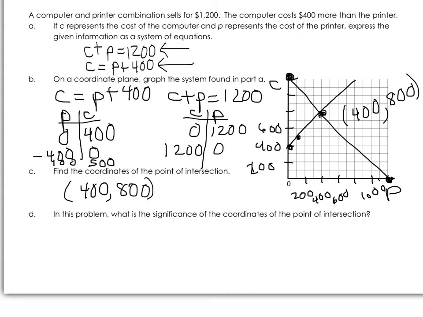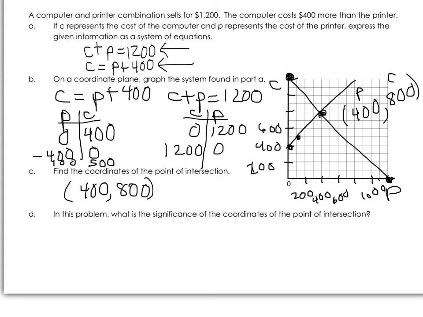So the printer costs 400 and the computer costs 800. Altogether, they add up to $1,200. That makes sense. A computer and printer combination sells for $1,200. And the computer costs 400 more than the printer. Yes, it does. The computer costs 400 more than the printer.